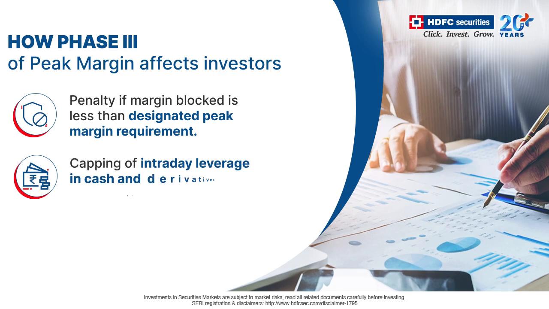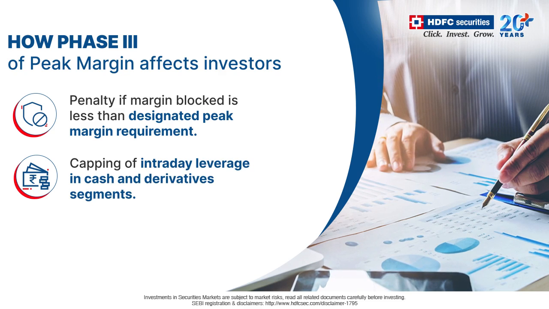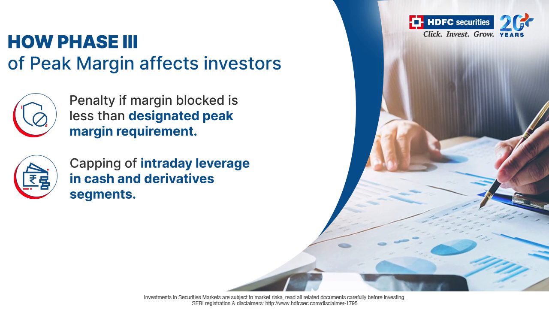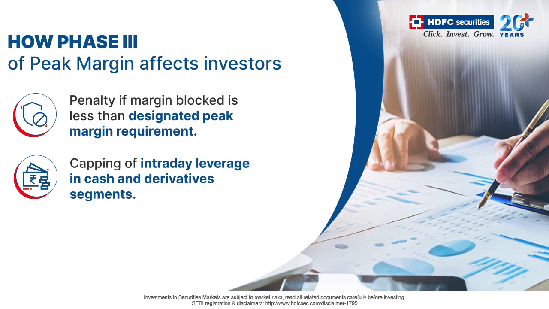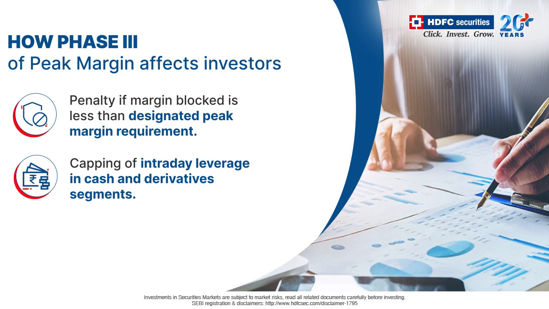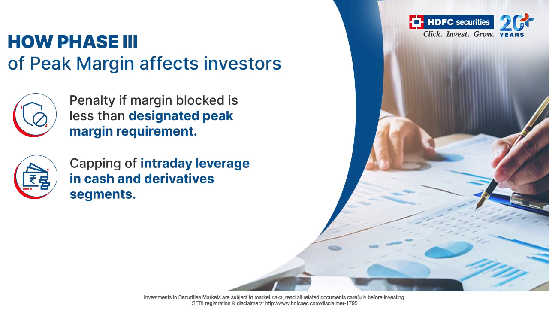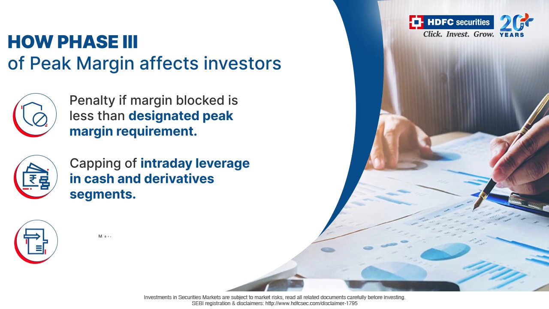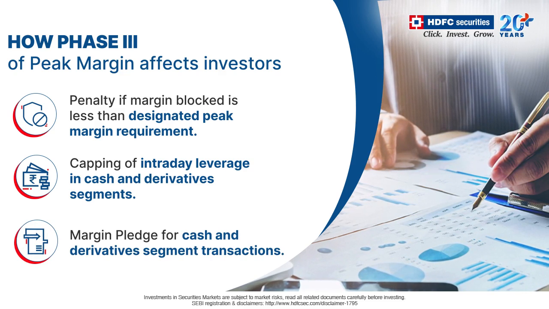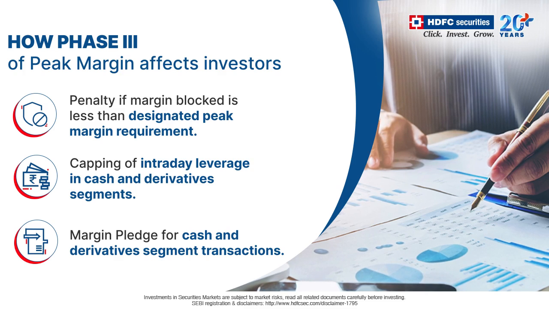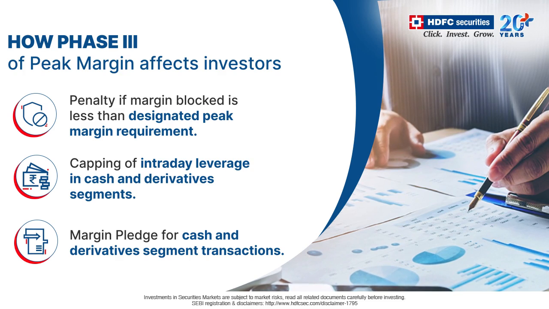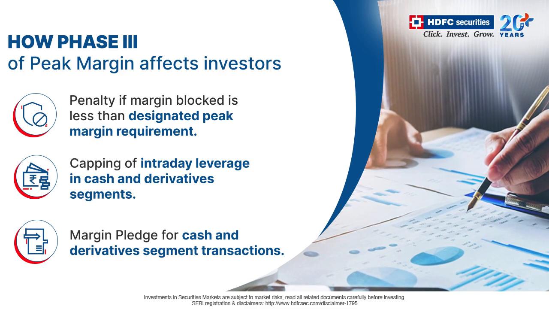On the other hand, the allowed intraday leverage for the cash and derivatives segments is capped at 6.67 times and 1.25 times respectively. However, the equity cash delivery or F&O overnight margins remain unchanged. Furthermore, upfront margins should be provided in funds or securities to execute any transactions in the cash and derivatives segment wherever applicable.